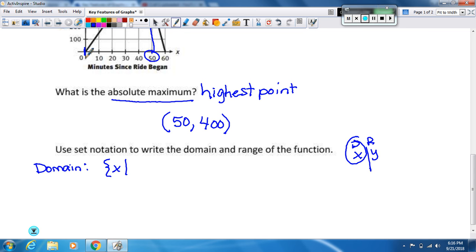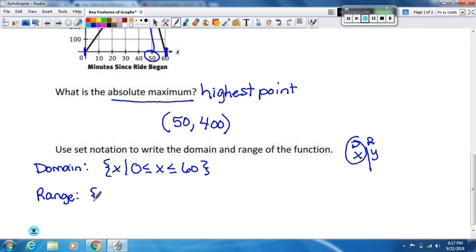So if you look on the x-axis of the graph, it goes between 0 and 60. So you write that like this: x is between and includes 0 and 60. That's the domain. The range is the y-axis.